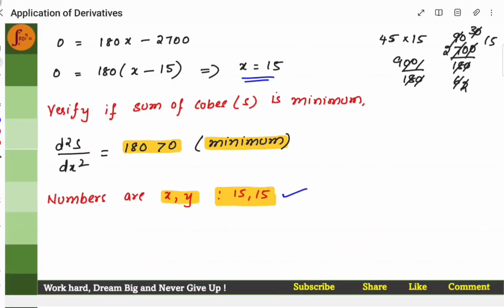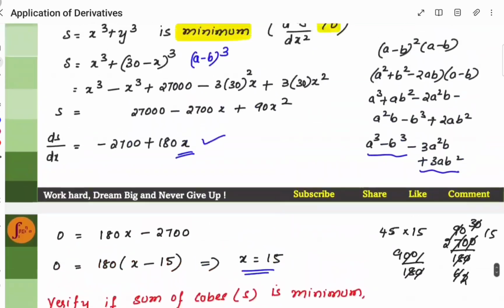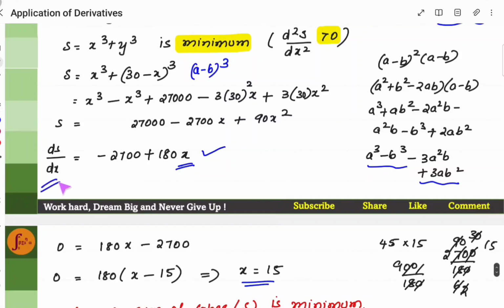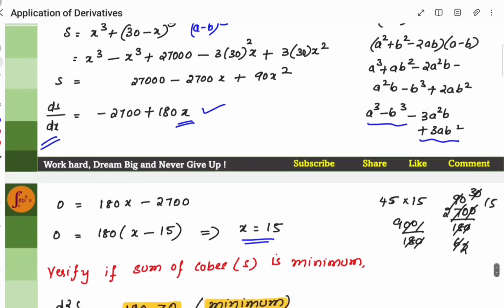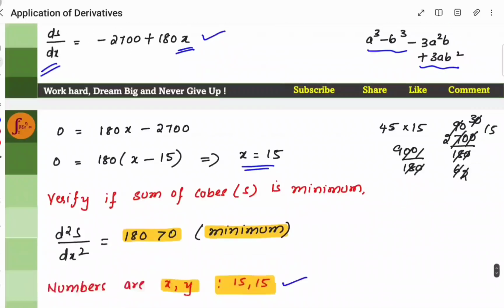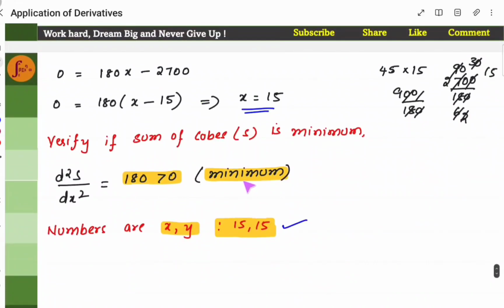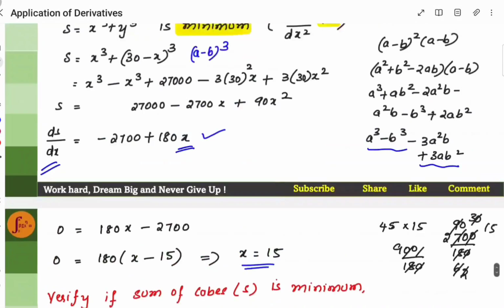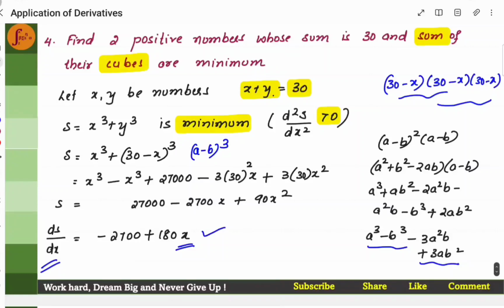Now I just have to verify that the sum of cubes is minimum. That means I have to take the double derivative. So I'll take this first order derivative and differentiate this again. When I differentiate, I'll get 180. 180 is greater than 0. Therefore it is minimum. So that's what they've given. It's minimum. So we've proved that.